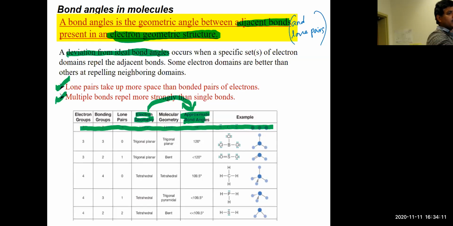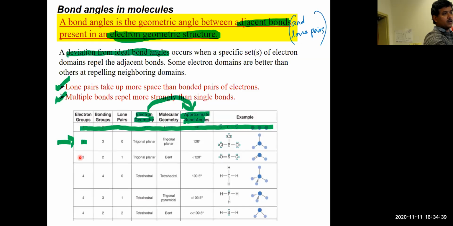When you have 3 electron groups, looking at this example here, and no lone pairs, the electron geometry is trigonal planar. So trigonal planar is going to decide the bond angle. The bond angle is going to be 120, and it looks like this shape. So the bond angle is 120, based on the trigonal planar electron geometry.